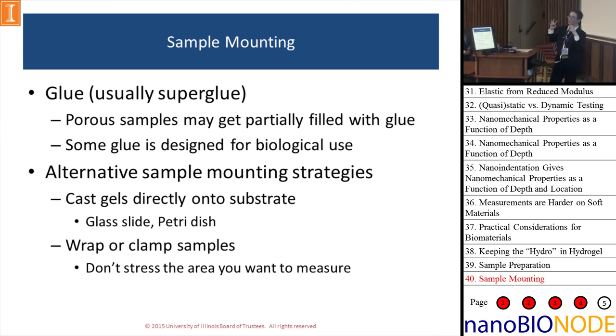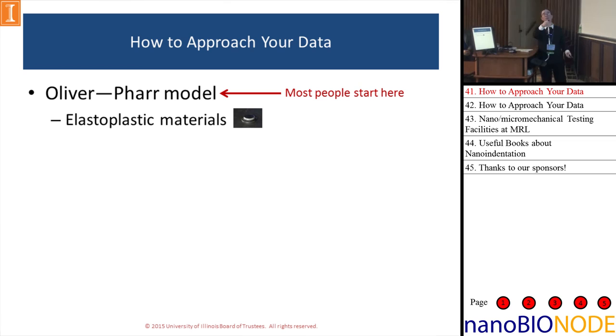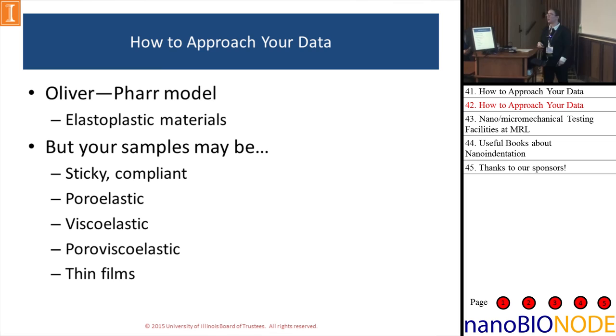Once you've got your data, most people start with this model, which is beautifully successful for elastoplastic materials, which is kind of many of the classic engineering materials. I like this. This is a piece of aluminum here. But your samples may not be like that. If you've got sticky samples, compliant samples, this is an alternate model, JKR. It has nothing to do with Harry Potter.